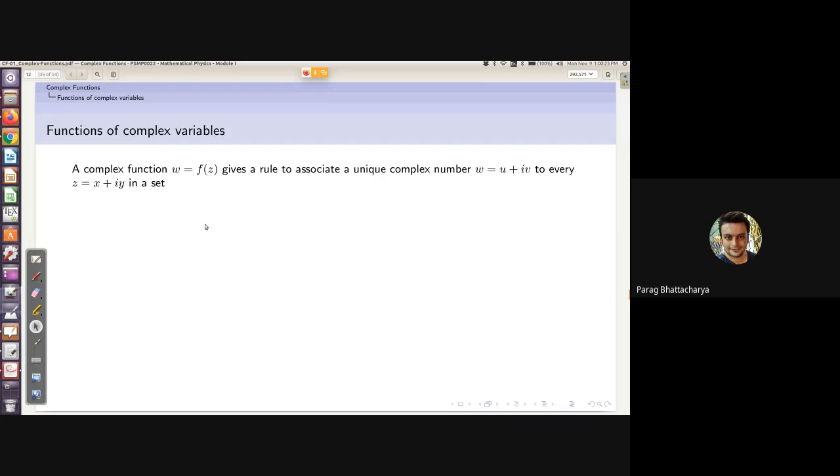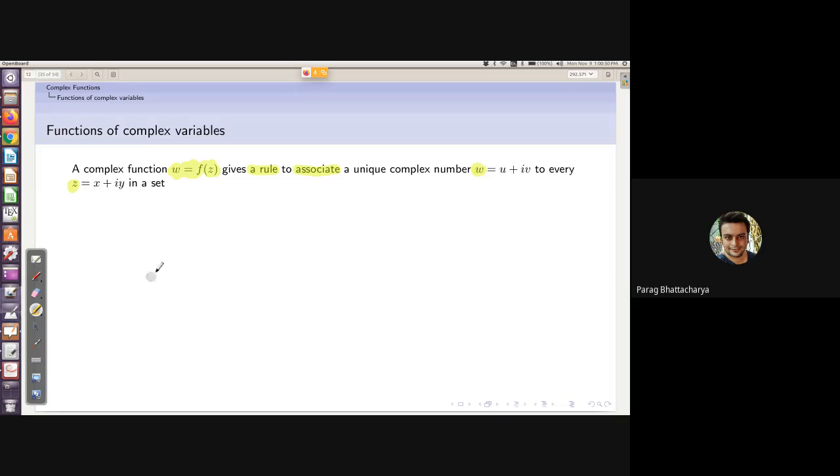Now to understand this a little further, we can make use of Argand diagrams to graphically understand what complex functions are. Let's say w equal to f of z is a complex function. So what is this basically? It is basically a rule. The rule is meant to associate a unique complex number, which I call w, to every other complex number.